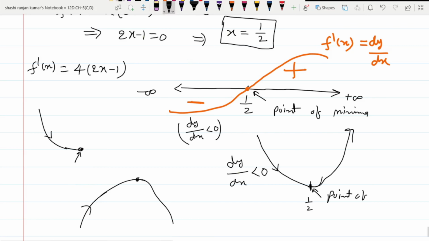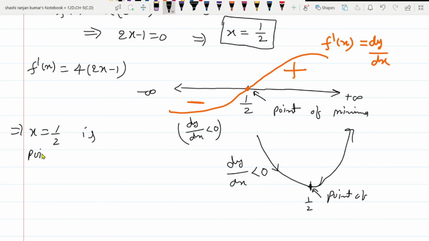Okay, fine. So now what we are getting is this: this is the point of local minima. This implies, here we can write, x is equal to half is the point of local minima.